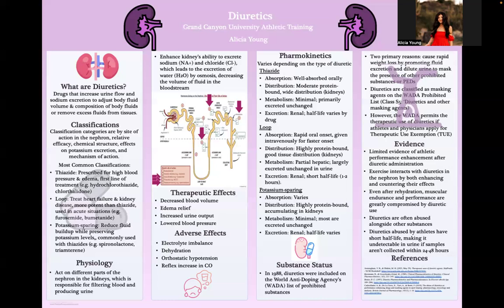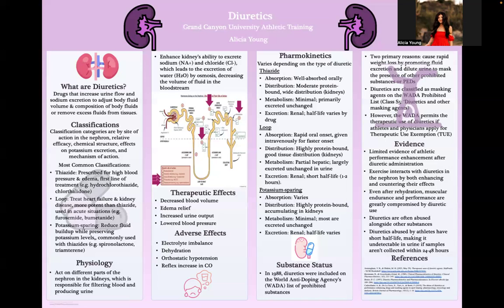And finally, we have potassium sparing, which is right here. The site of action is the collecting ducts in the late distal tubule. Potassium sparing diuretics prevent potassium loss while still promoting mild diuresis. It's usually combined with other diuretics, like I mentioned, usually with a diuretic like thiazide to balance potassium levels while also managing heart failure.